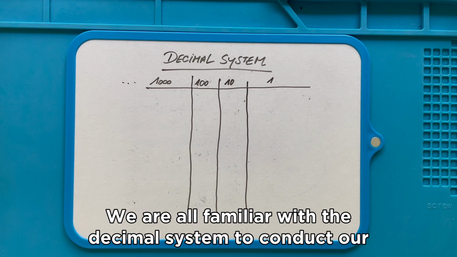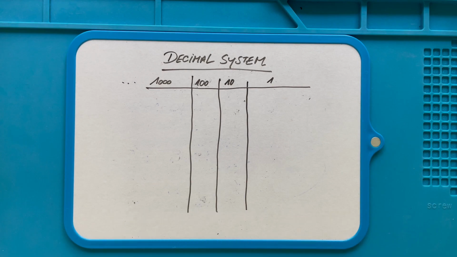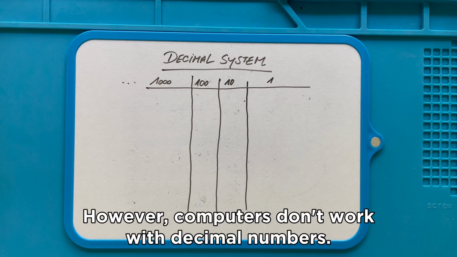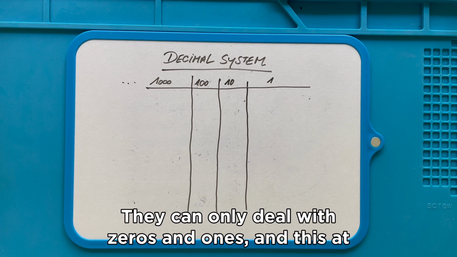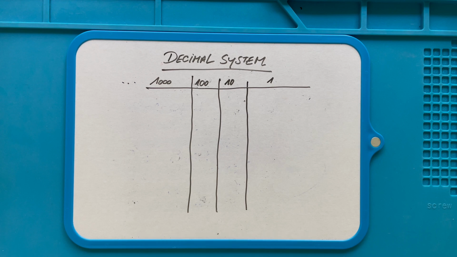We are all familiar with the decimal system to conduct our day-to-day calculations. However, computers don't work with decimal numbers. They can only deal with zeros and ones, and this at an incredible speed.